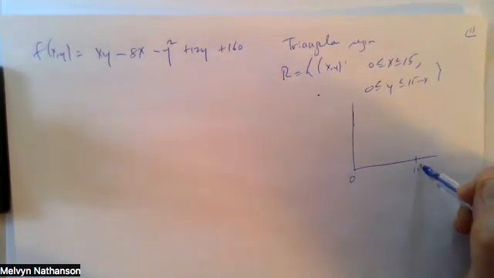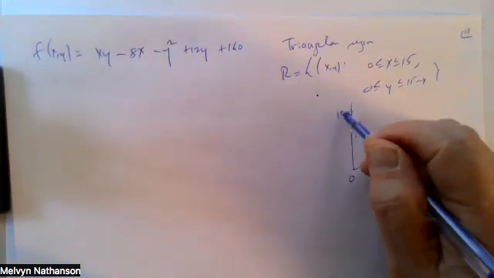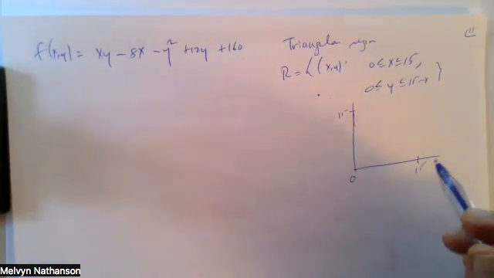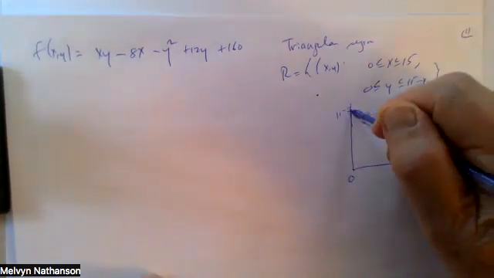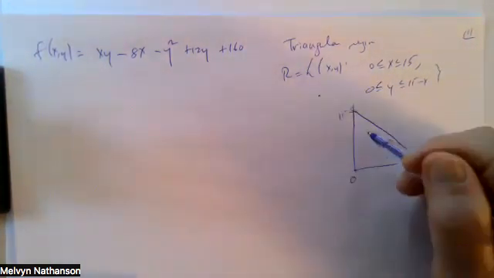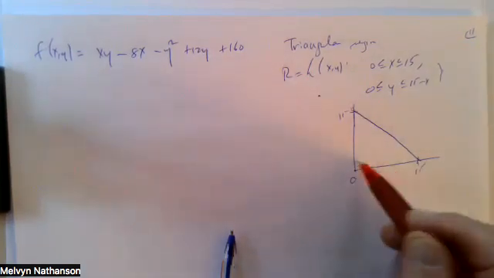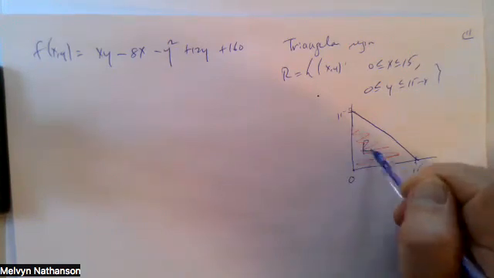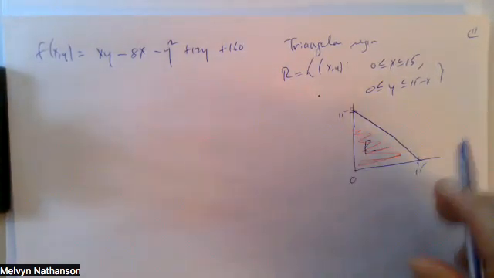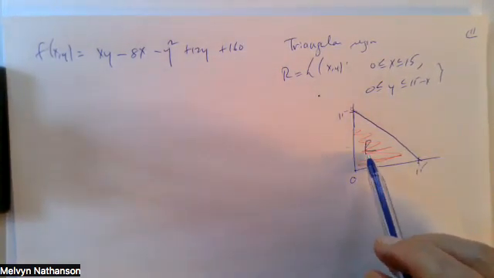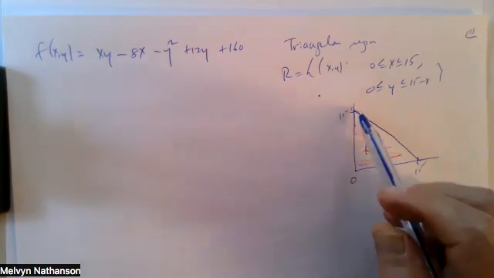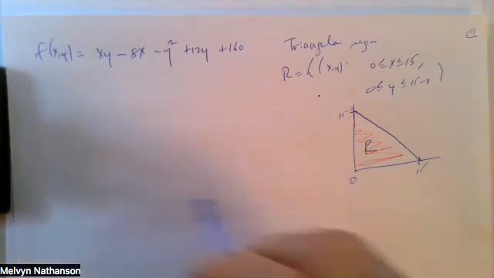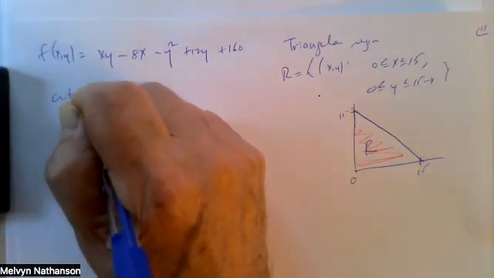If this is 0 and 15, x is between 0 and 15, and y is between 0 and 15 minus x, which means we're looking at this region R, this red triangle. So we have to find the critical points of the function in this region, and also examine it on the boundary, right? So let's look for critical points.